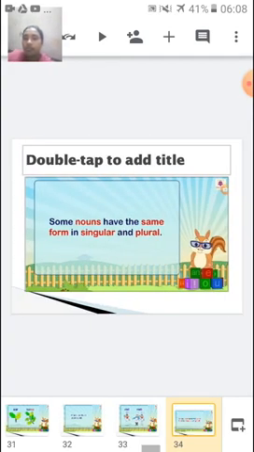And now we have another type of nouns which are called irregular nouns. That is, the plural word and the singular word for the noun will be the same. So you cannot identify whether it is singular or plural, because both the singular and the plural will have the same word as the noun.